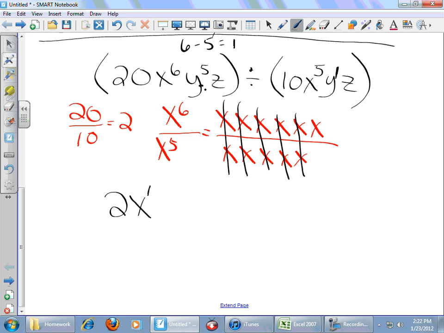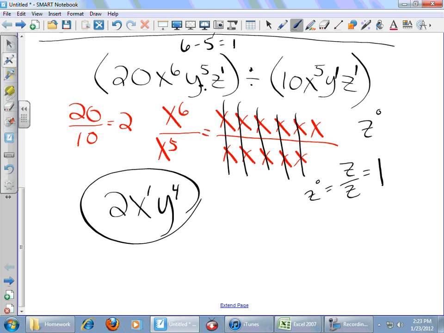5 minus 1 is 4, so that's y to the 4th. All right, now I have z divided by z. Now some of you want to say, well, I have 1 and 1, so I get z to the 0. But stop and think a minute. Z divided by z equals 1. Not 1z. Z divided by z equals 1. Just plain old 1. So they cancel out. So z to the 0 power must be the same as 1. All right, there you go.